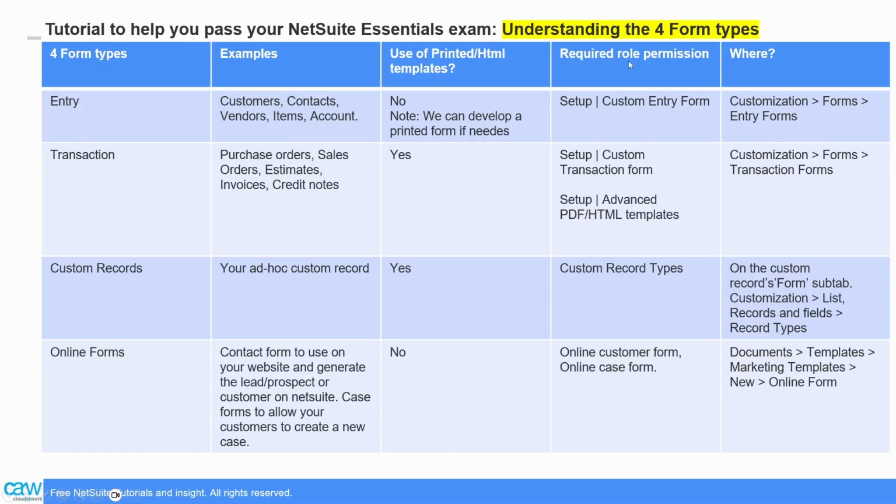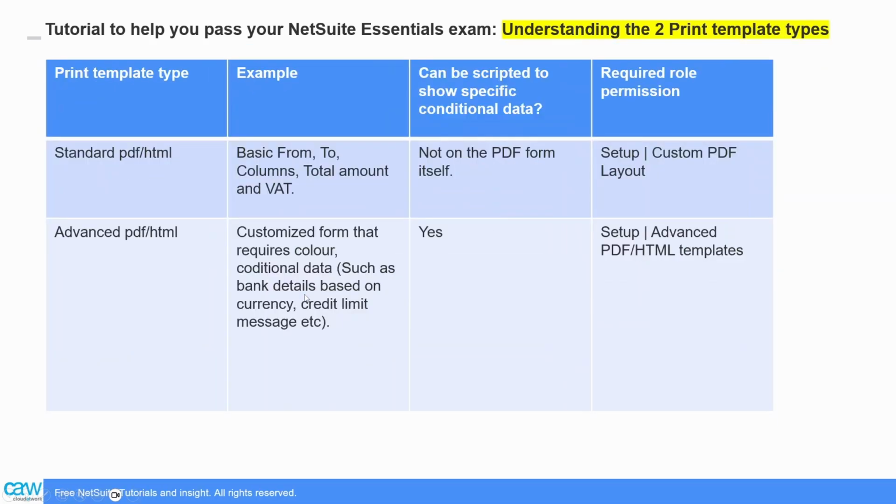Is there a required role permission for you to be able to see this? Yes. Within the role that you are using, you have to go to the setup subtab on the role, and then give yourself the custom entry form permission. Same for transaction, etc. Now for the printed templates, we have to go to setup, custom PDF layout for the required role permission. And as I showed you earlier, we already know the path to go and look for the PDF template.